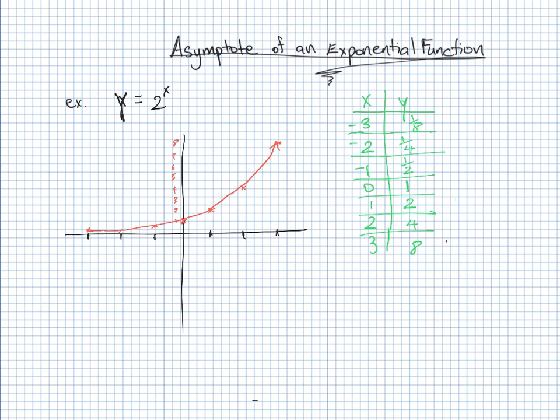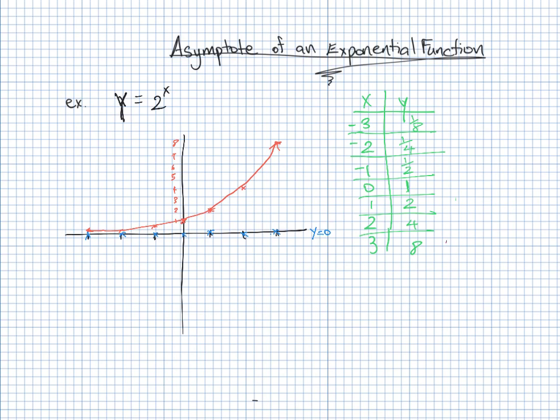Now, you may recall from when you studied linear functions that a horizontal line, in particular, this horizontal line is y equals 0. The x-axis is y equals 0 because everywhere on the x-axis, y is equal to 0. And you may also recall that every horizontal line has equation y equals something. So, for example, y equals 1 would be a line right here. Y equals 2 would be a line above it. Y equals 3 would be a line above that.